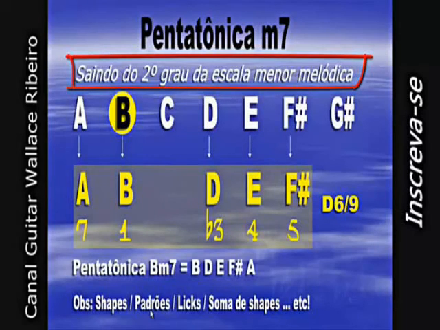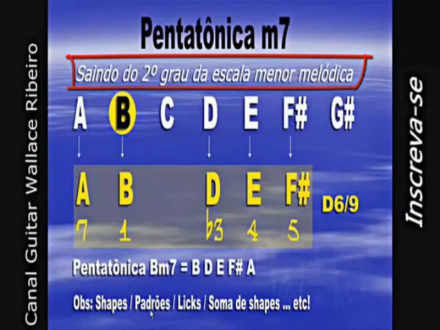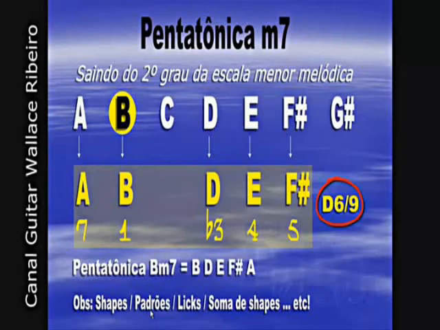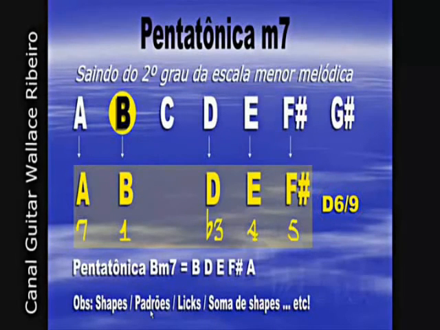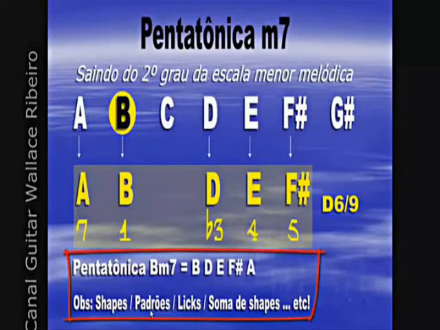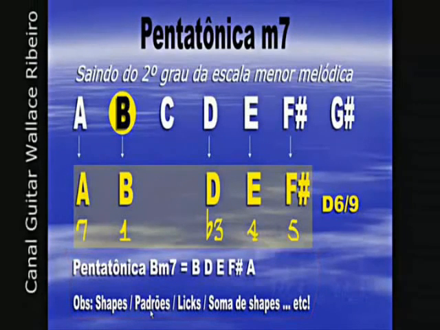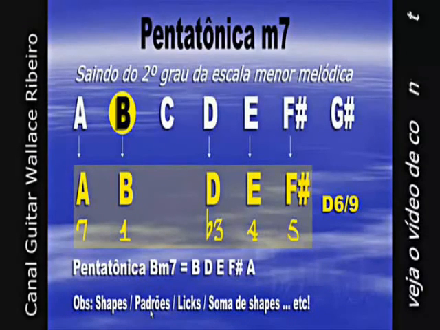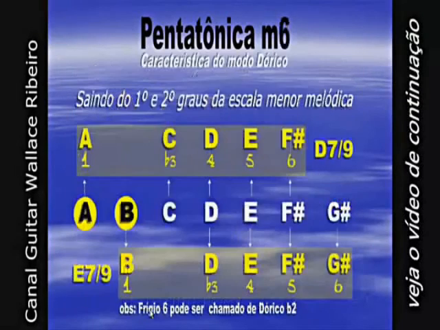In this section, we have Pentatonic Minor 7. It's built from the second degree of Melodic Minor. It's a B minor pentatonic, and how it was built, and the D6/9 chord appears here. One tip is to use this minor pentatonic coming from the second degree of Melodic Minor, and then you can apply all patterns and licks you already know. You can take all chords of Melodic Minor and make your own backing track by playing along.